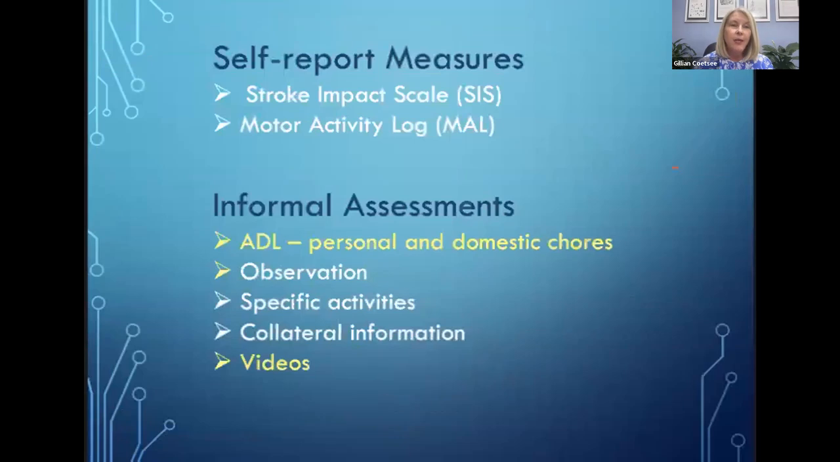Never underestimate the value of self-report measures, the impact of the stroke on the family and on the patient. And then our informal assessments: if you don't work in a privileged environment with access to standardized assessments, use ADL, use specific activities. And what I find really helpful is to video tasks. So if a patient has a particular functional goal, we will video the ability to perform it pre and post treatment.